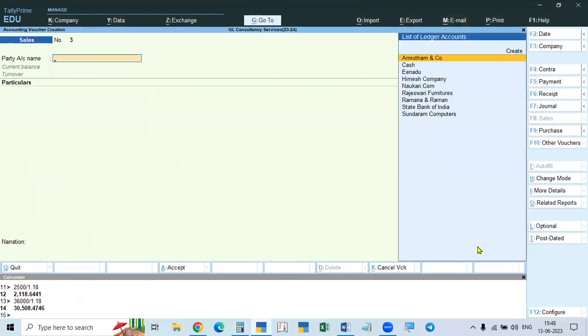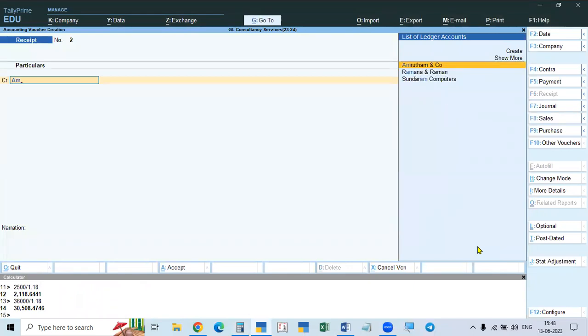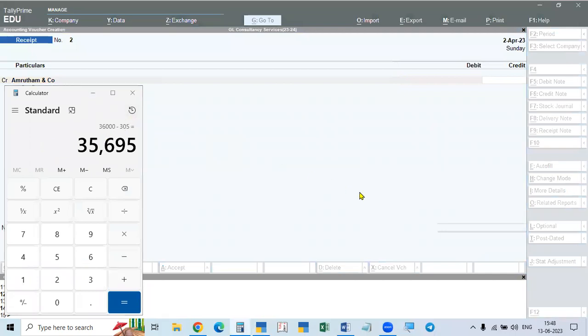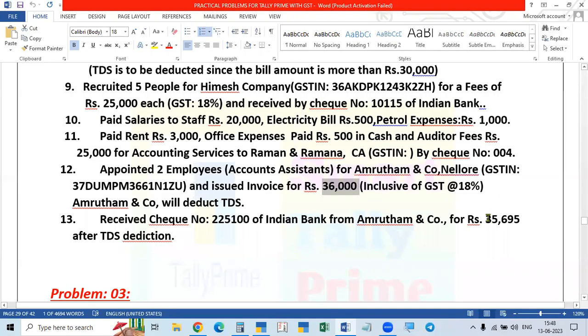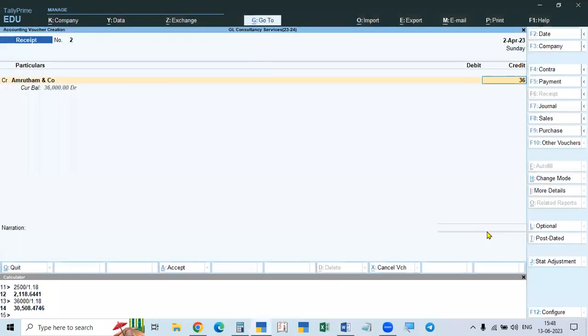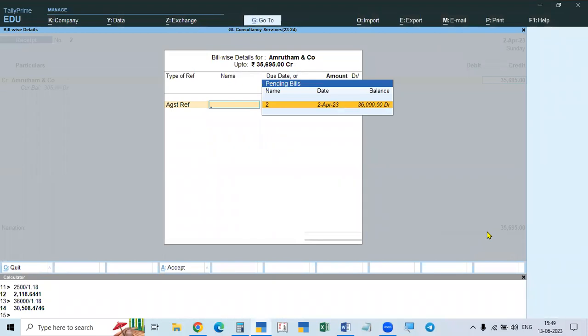And out of that, we are receiving the money, receipt voucher, Amrutam and Co. We are receiving from Amrutam and Co. 35,695, because only after the deduction will they pay. How to make the entry for the deduction, we will see in the TDS chapter. So 35,695 received against the bill. On 2nd April, that is the bill. Against the bill, we received.